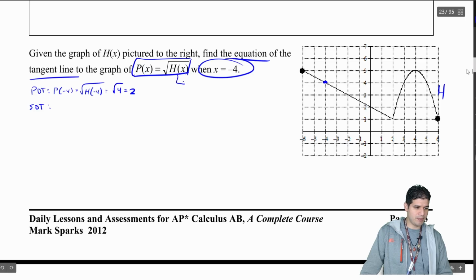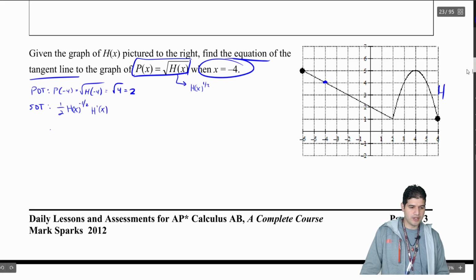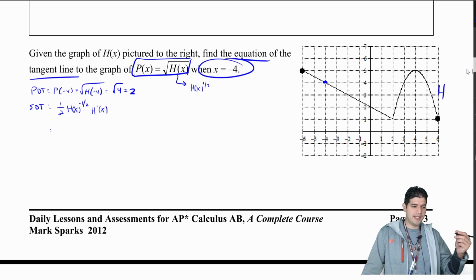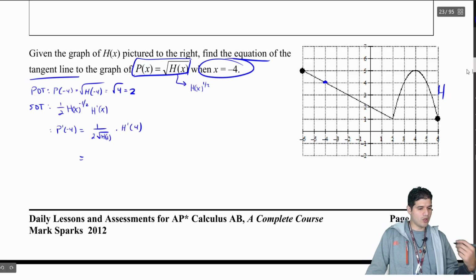As we're doing that, I want to keep in mind that this is really just h of x to the 1/2. So for the slope of the tangent line, bring the 1/2 down, hold on to h of x and subtract 1, and multiply by the derivative of h of x, which is h prime of x. And so now what I want is p prime of -4. So p prime of -4 is going to be 1/2 times the square root of h of 4 times h prime of 4. All right, so let's start working all of this out.